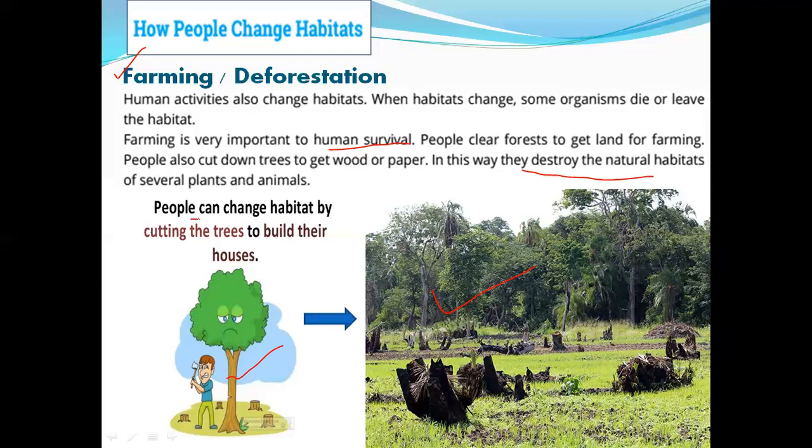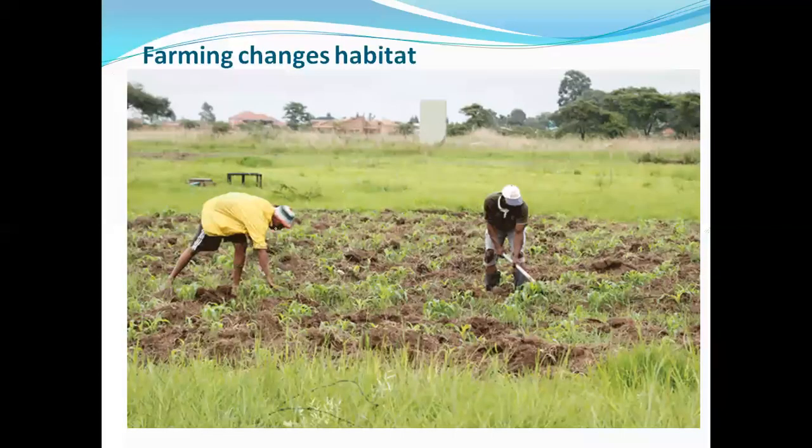So people can change habitat by cutting the trees to build their house, not only for building but for farming purposes as well. They're going to destroy this grassland. So the animals which live in the grassland, definitely they have to migrate, move to another place, or they die.